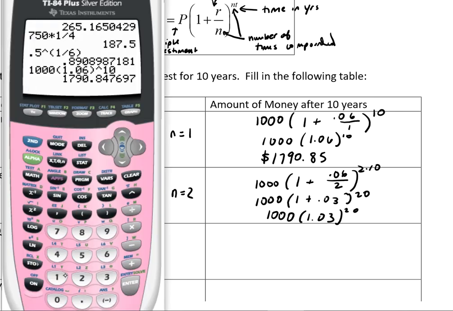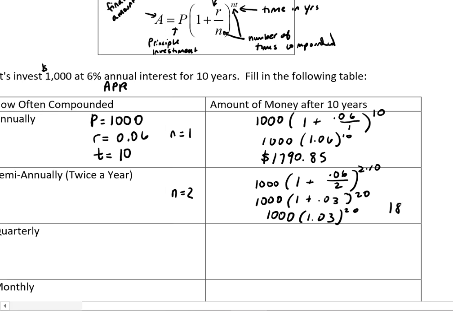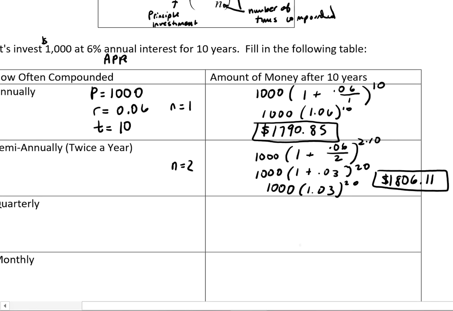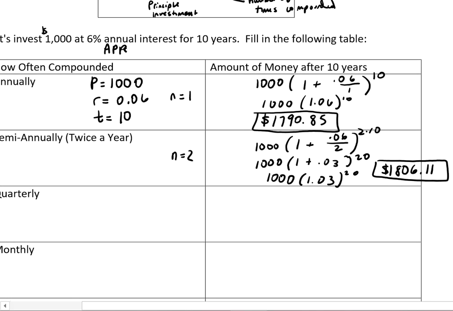Okay, so now I'm going to have 1,000, 1.03 to the 20th, or $1,806.11. So dollar signs go in front. Round into 2 decimal places, because don't chip me out of my 11 cents. And you can see I made a little bit more money. A little over $15 more, just by compounding it more frequently.